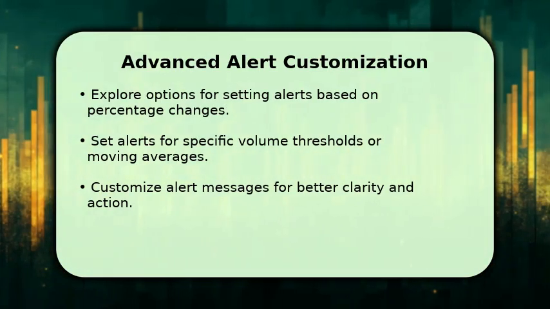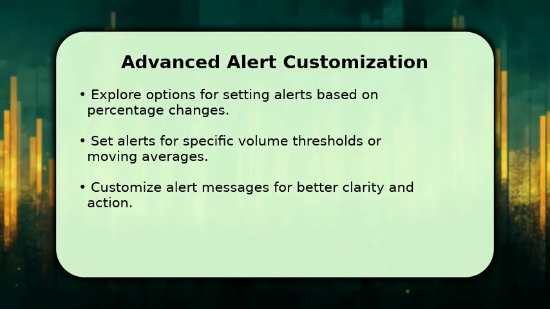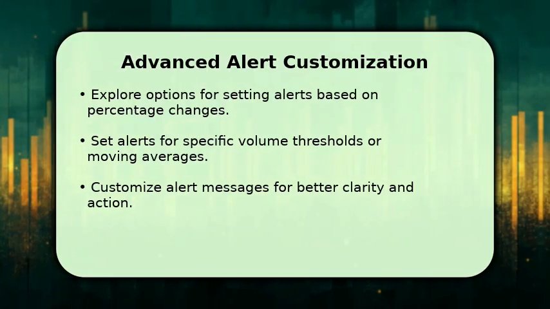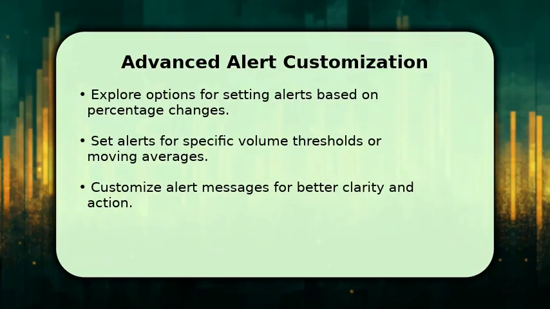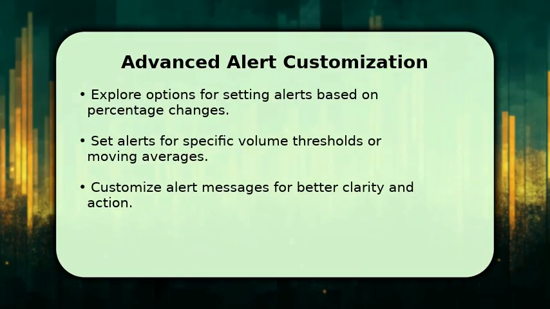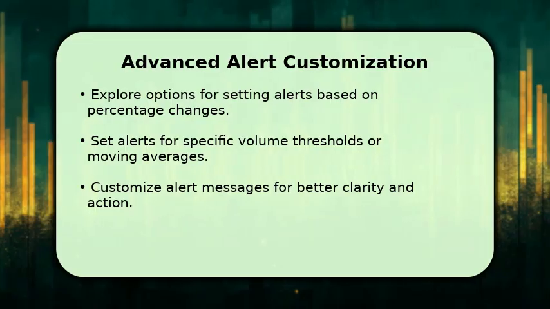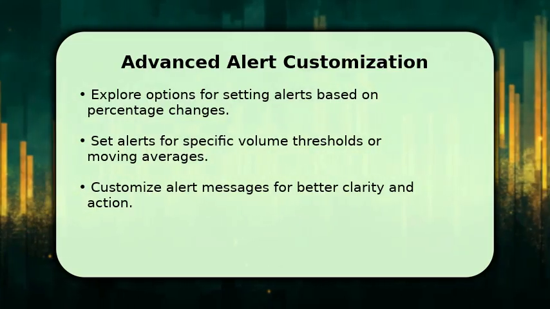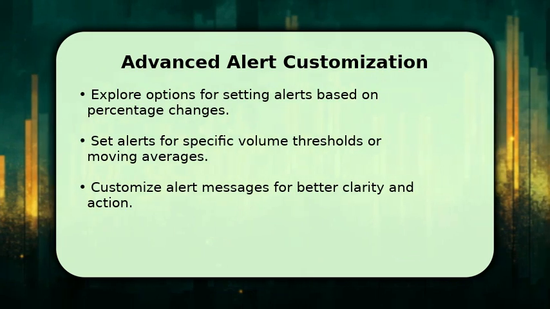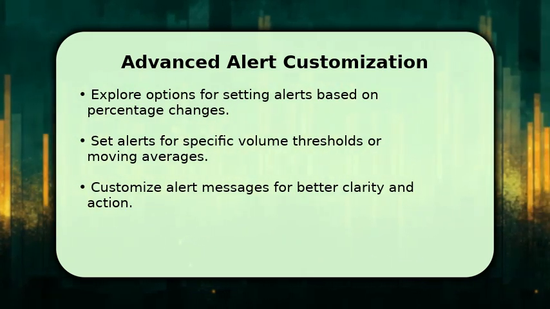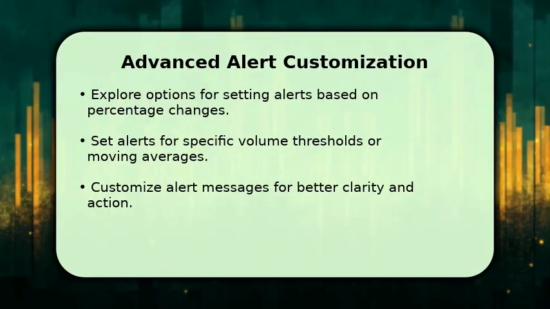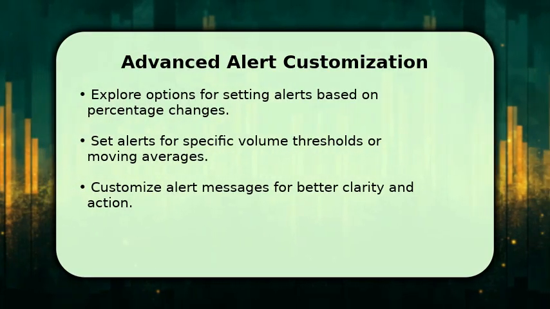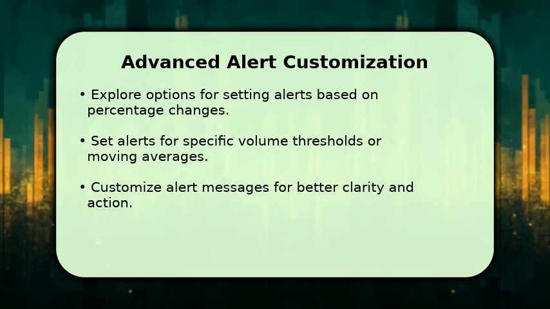Zerodha offers more than just simple price alerts. You can set up alerts based on a percentage change, for example, a 2% rise or fall. Additionally, consider alerts for specific volume spikes or when a stock crosses a particular moving average. These advanced options provide deeper insights, allowing you to tailor notifications precisely to your trading strategy and market conditions.